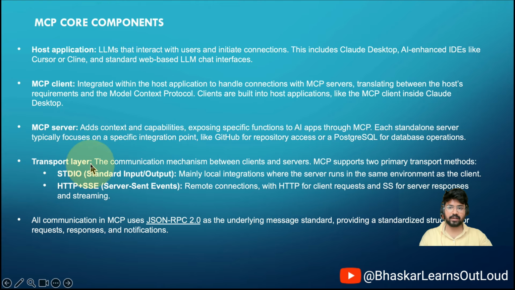Now, the transport layer. In the architecture we have seen that the MCP client communicates to the MCP server using this transport layer. There are two modes, STDIO mode and HTTP plus SSE, server-sent events, mode. STDIO mode is usually for local integration, where the server runs in the same environment as the client. HTTP plus SSE mode is for remote connections, with HTTP for client requests and server-sent events for server responses. All this communication in MCP uses the JSON-RPC 2.0 protocol. You can go to Wikipedia and read about this protocol in detail.